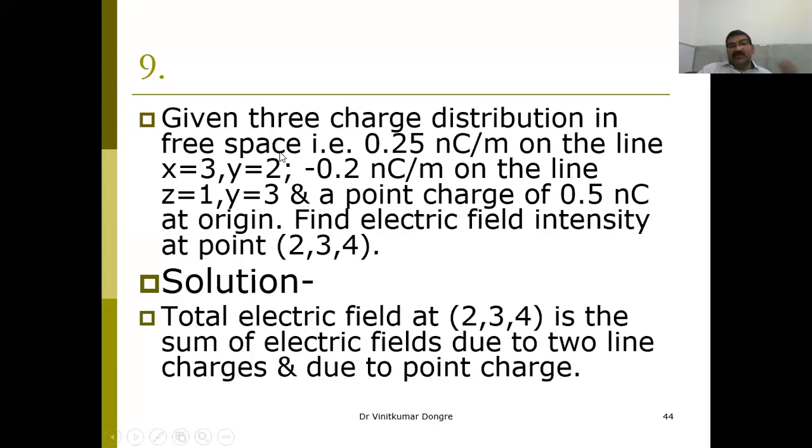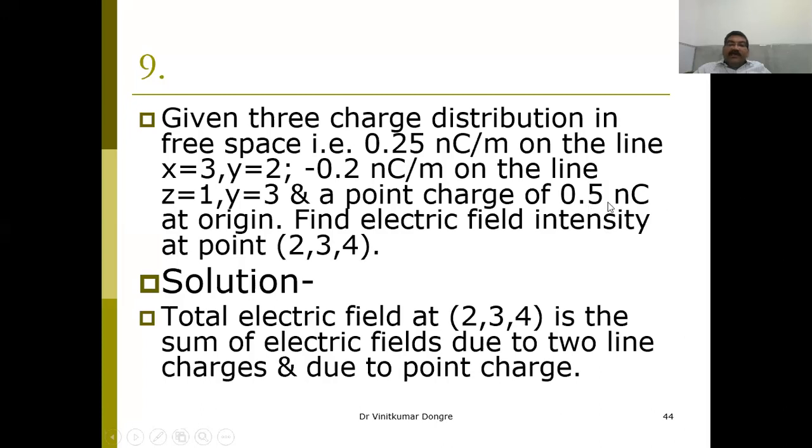The problem gives 3 charge distributions in free space. Now here there is not one charge, there are three charges. That is 0.25 nanocoulomb per meter on the line, and the line location is x equals 3 and y equals 2. Another charge is minus 0.2 nanocoulomb per meter on the line, and the line location is z equals 1 and y equals 3, and a point charge of 0.5 nanocoulomb. So there are two line charges and one point charge. We have to find the electric field intensity due to every charge.